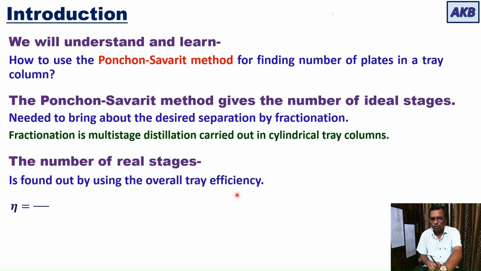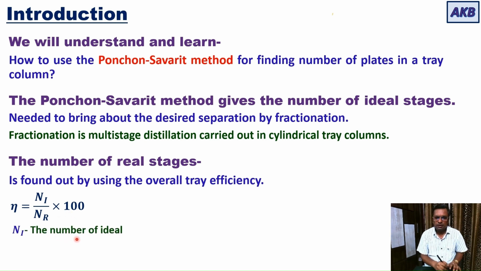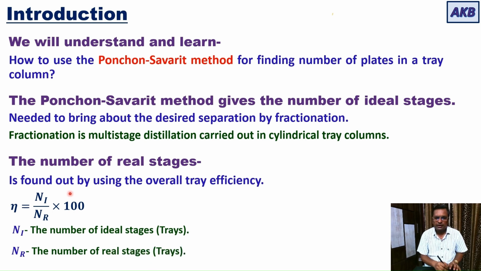How is this overall tray efficiency given? Percentage overall tray efficiency is given by this formula, Ni upon Nr into 100. In this case, Ni is the number of ideal stages which we are going to get by using the Ponchon-Savarit method, and Nr is the number of real stages. So by using this equation, the efficiency will be known to us. We will be knowing the number of ideal stages that we get by using the Ponchon-Savarit method, and then you can easily get the number of real stages that are required to bring about the desired separation.